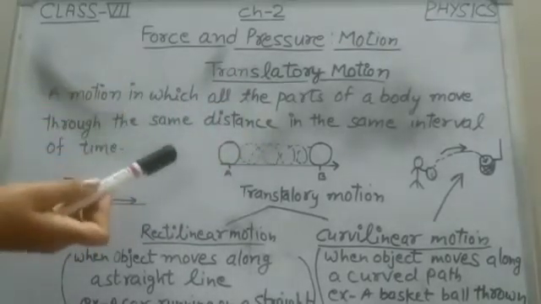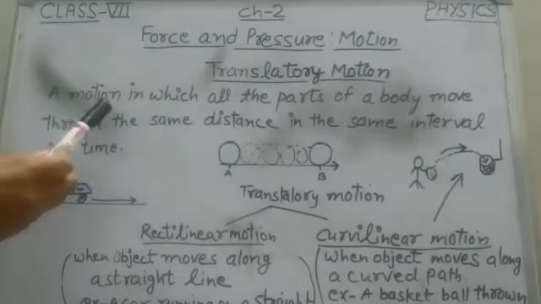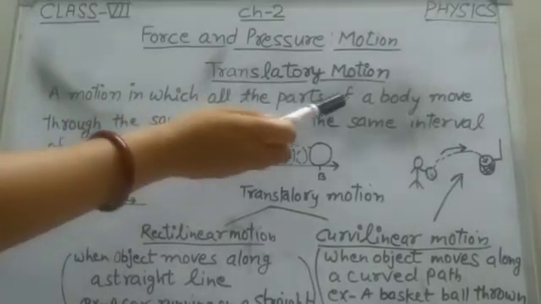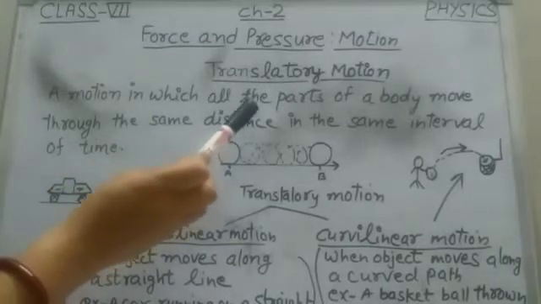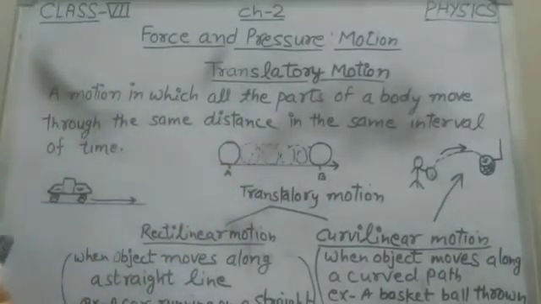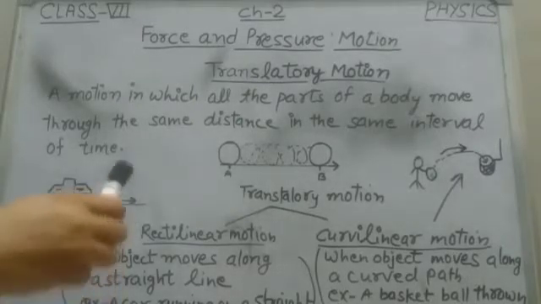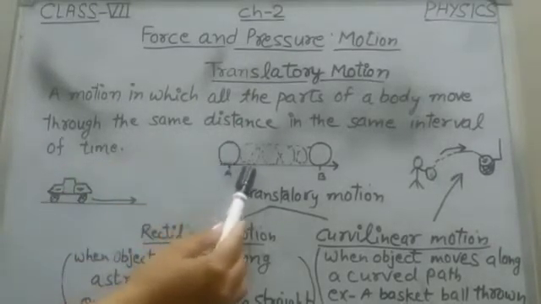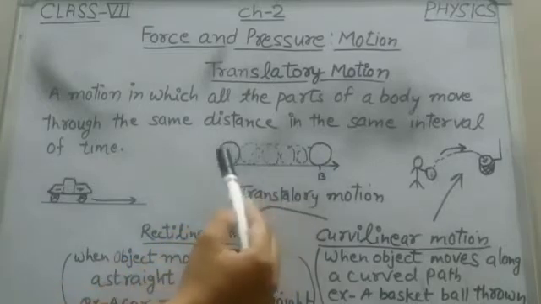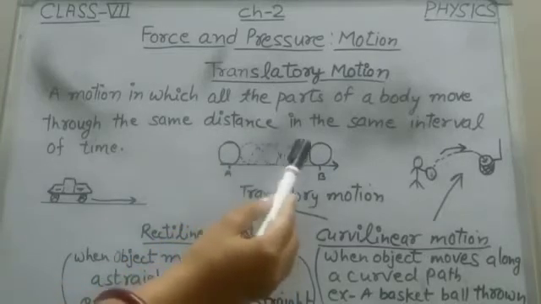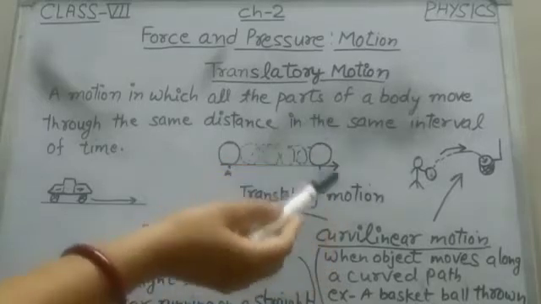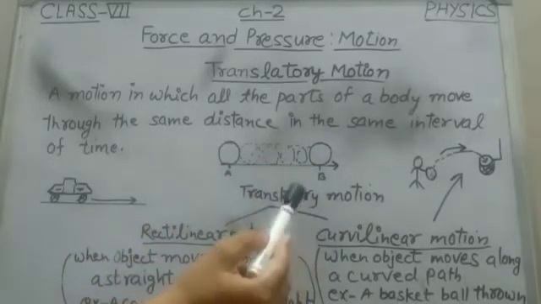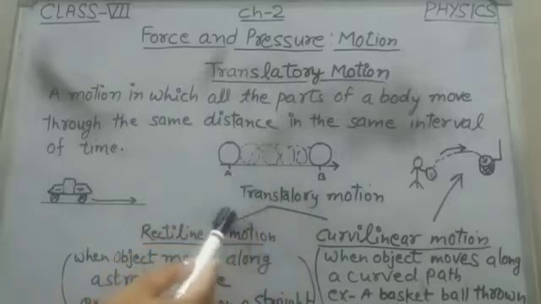What is translatory motion? A motion in which all the parts of a body move through the same distance in the same interval of time is called translatory motion. For example, when we throw a ball on the ground, each part of the ball covers the same distance in a given time. Now, translatory motion is of two types.